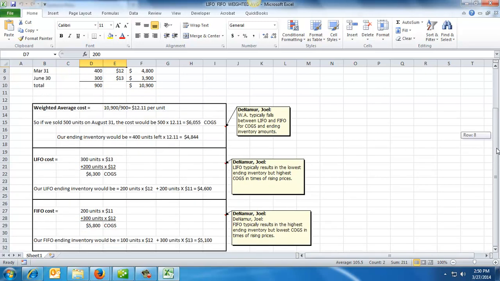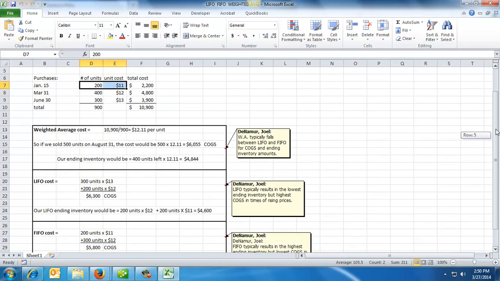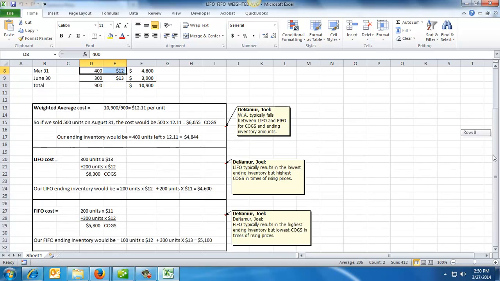Using FIFO, it's just the opposite of LIFO. It would be first in, first out. So if we're selling 500 units, we'd first pull from the top 200 at $11, and the other 300 units we're looking for would come from this batch, 300 at $12, for a total cost of goods sold of $5,800.